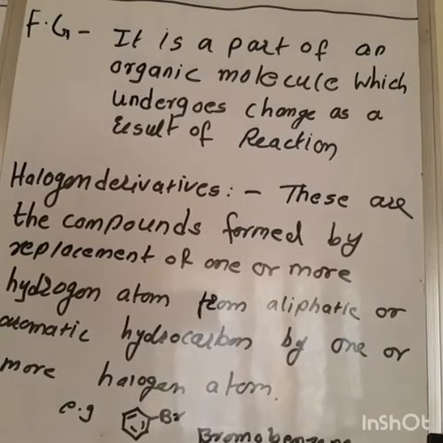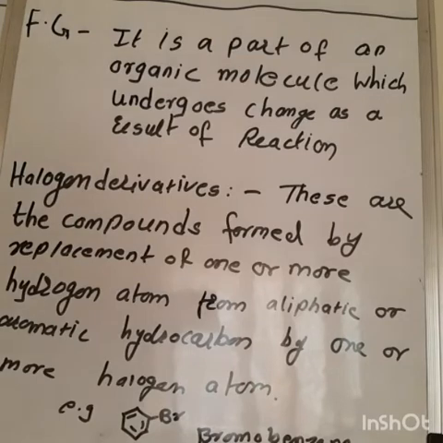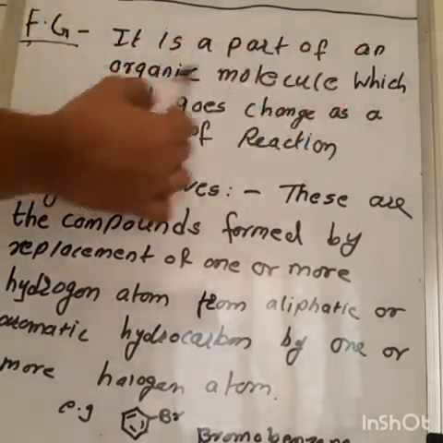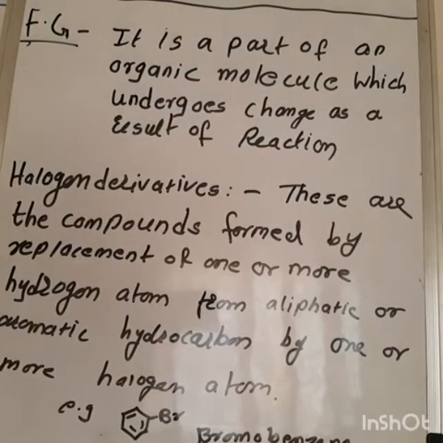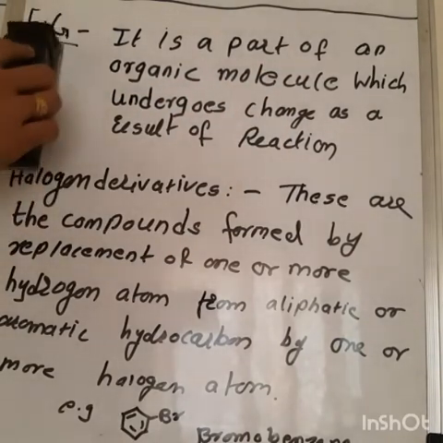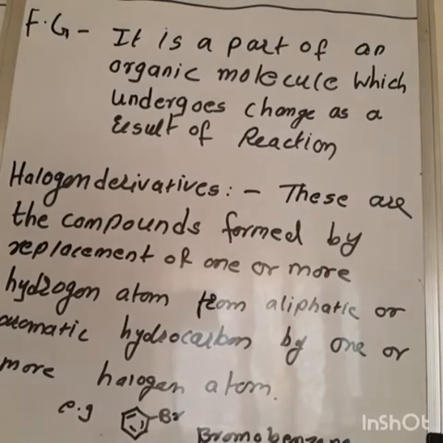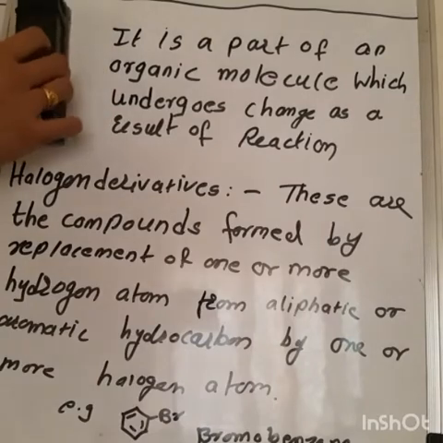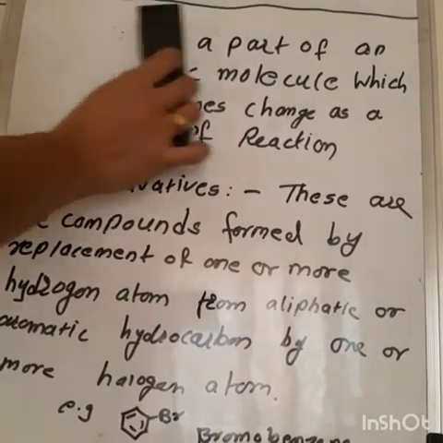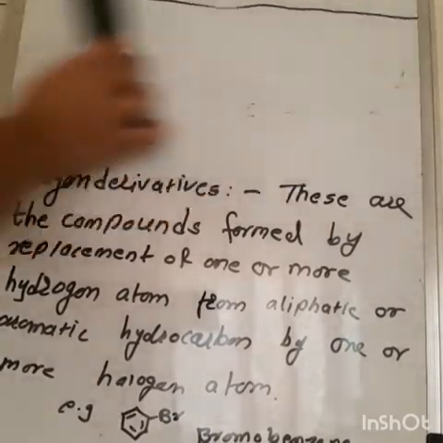This is the next part of our chapter, halogen derivatives. In the previous video we studied the functional group. What is a functional group? It is a part of an organic molecule which undergoes change as a result of a reaction. So we all know now that a functional group is a part of an organic molecule which undergoes change as a result of a reaction.